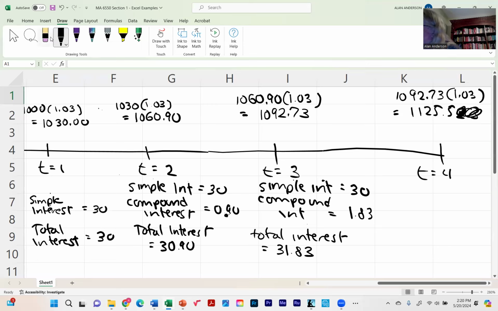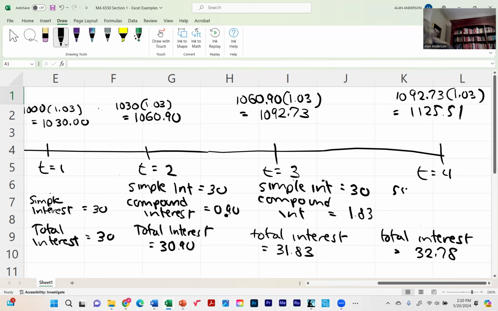Now, sometimes by doing it step by step like this, you can run into slight rounding discrepancies when you break it down, but we did end up with the same result. And now, once again, you can see the total interest is the difference between the two ending balances, 1125.51 minus 1092.73, which is 32.78.